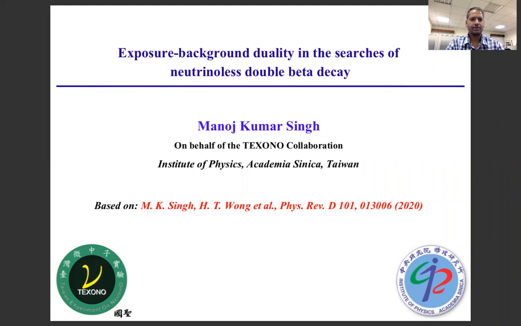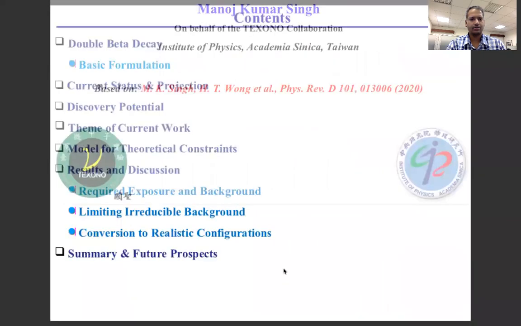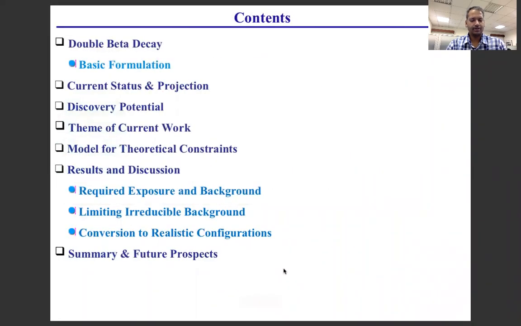Hello everyone. Today I will discuss my work on exposure-background duality in the search for neutrinoless double beta decay, which was published in 2020. And here is the outline of my talk. I will go briefly through neutrinoless double beta decay and its related basic formulation, and the current status and projection of different mainstream experiments.